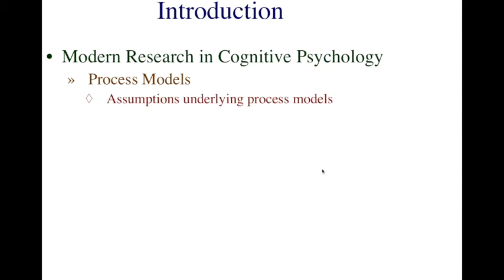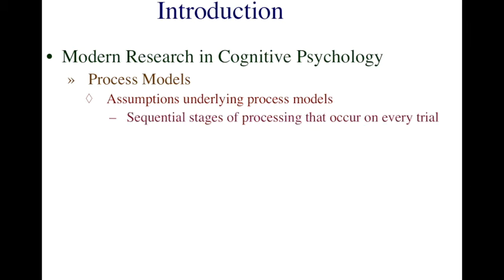There are assumptions that underlie processing models, and these are important and often form the basis of a criticism of research that relies on these types of models. One of the assumptions is that these sequential stages of processing, like we saw in Sternberg's model, occur on every trial. So every time a participant is faced with this task, they will go through the encoding, searching, decision-making, and response execution stages. It's also thought that these stages are independent and non-overlapping.